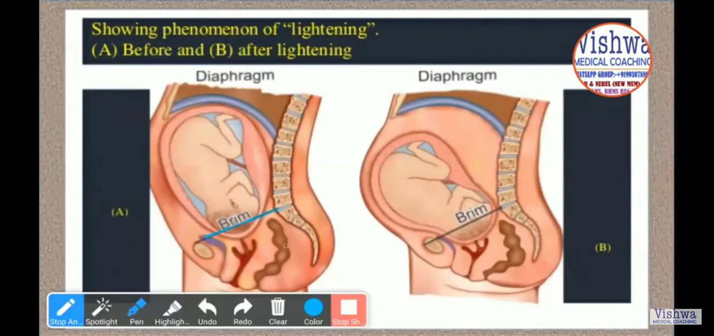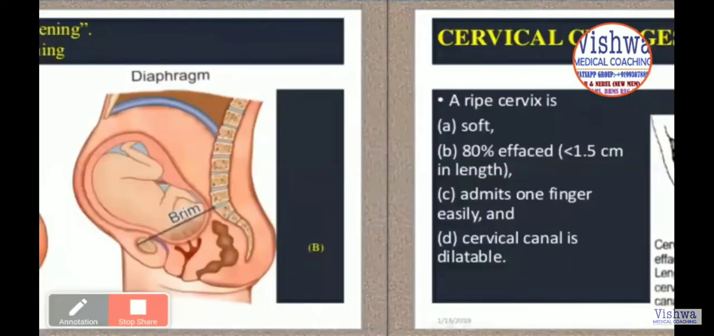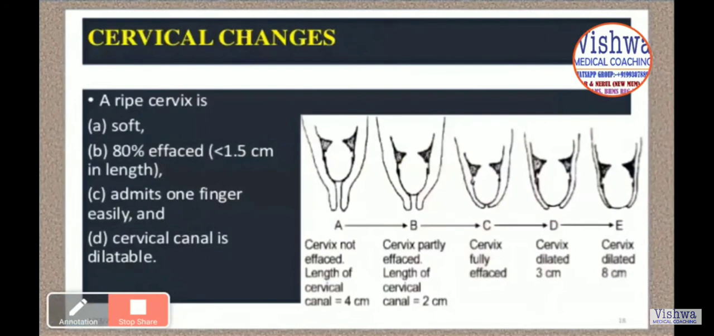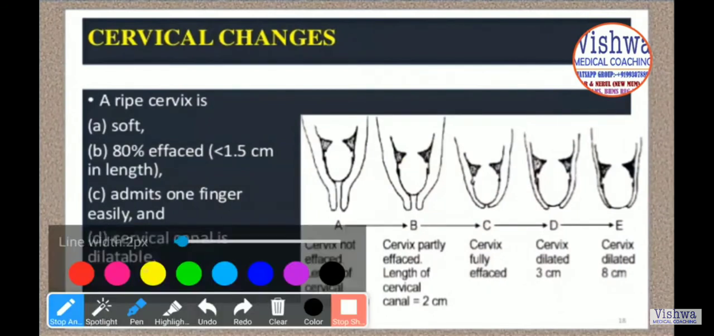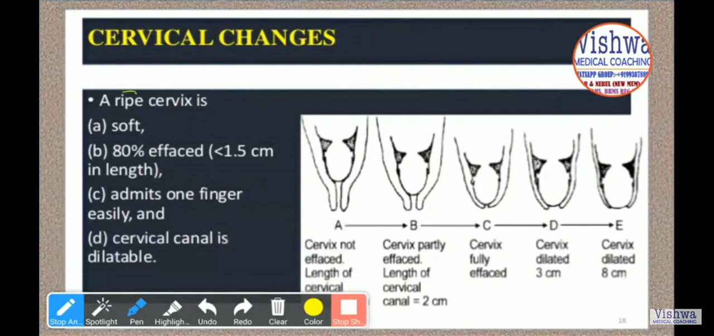The fetal head, which was much higher before, now tries to enter into the pelvis. That is what is called lightening. The diaphragm is pushed, or the fundus is pushed more forward. We also have certain cervical changes coming up. That is what is called ripening of the cervix.